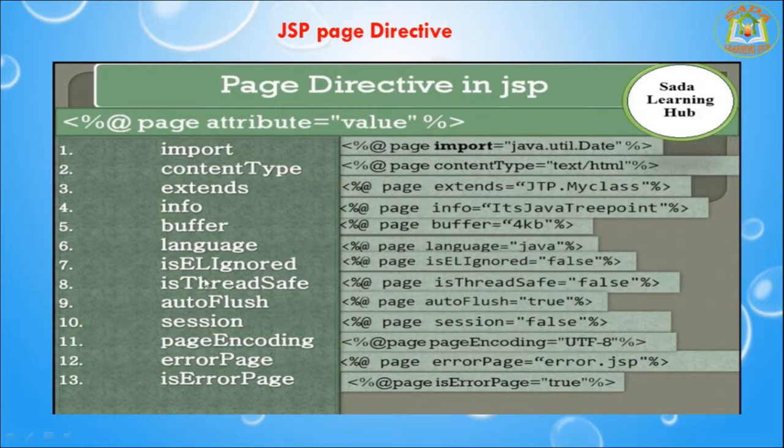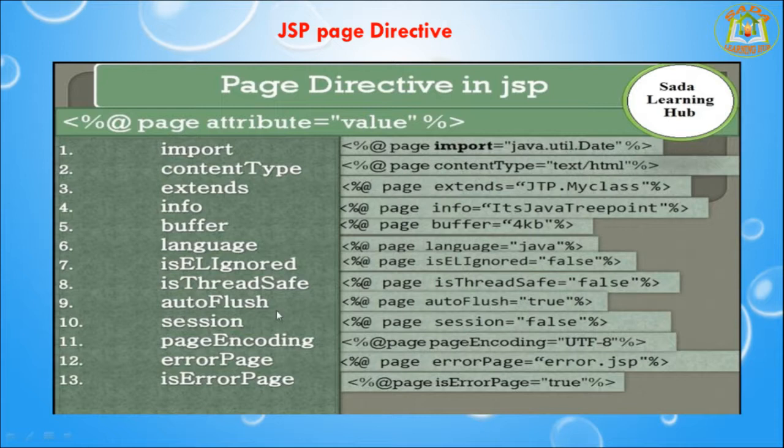The next one is isELIgnored. isELIgnored means whenever we put true, whatever expression language tags we put are going to be ignored. If you put false, whatever expression language tags you put are considered and executed while translating your page. The next one is isThreadSafe. If you put false, your page object will be accessible by multiple threads. If you put true, your page can be accessed by only one thread at a time. That is isThreadSafe.